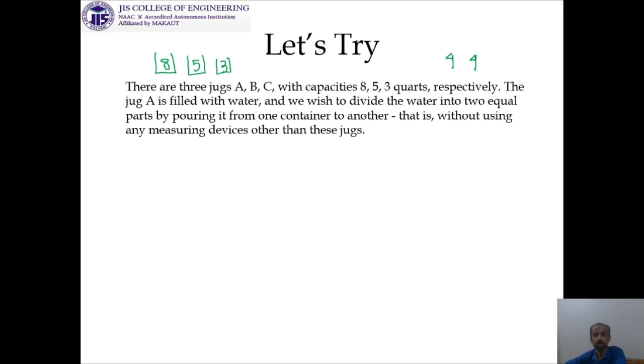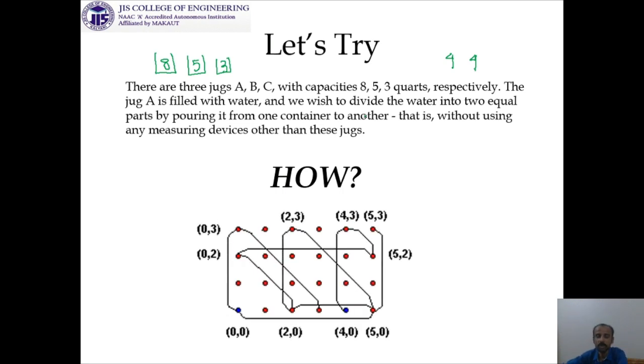Okay, so let us think how to distribute it. It is actually your job to find it out. I am just going to give you some clue that you can represent this problem in this pattern: this is 0 0, this is 0 1, 1 0, 2 0, 3 0, 4 0, 5 0, and this is 0 0, 0 1, 0 2, 0 3.